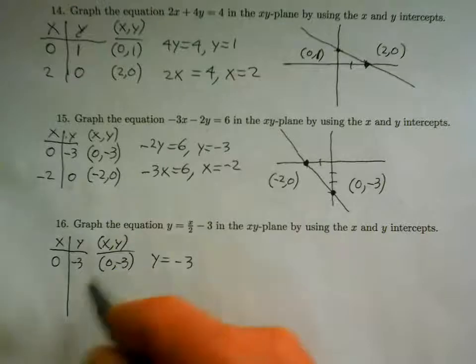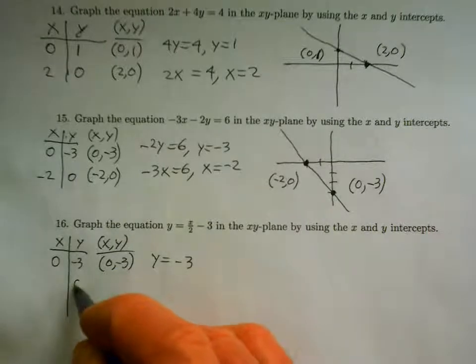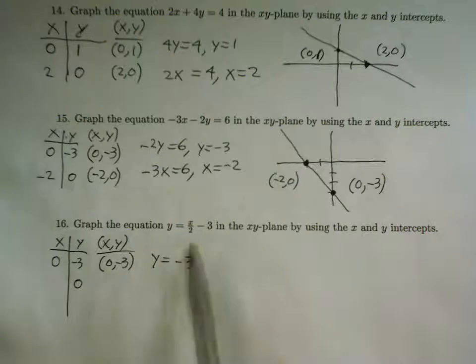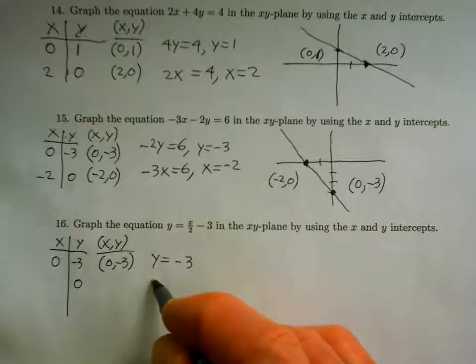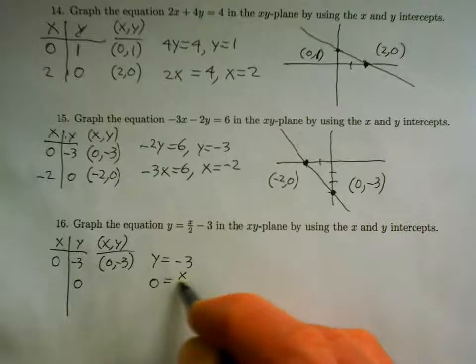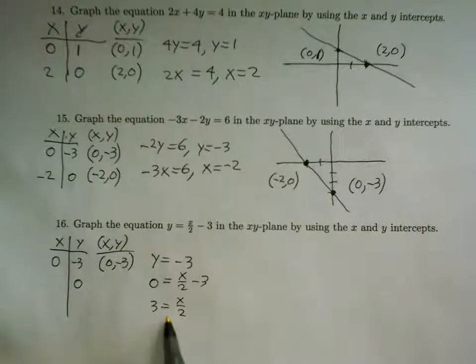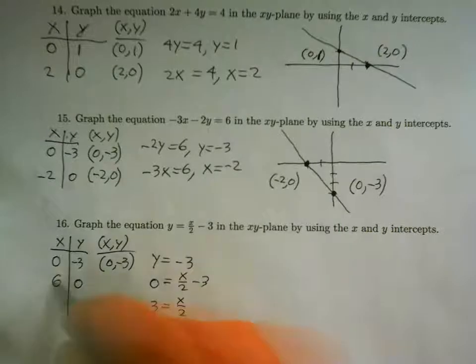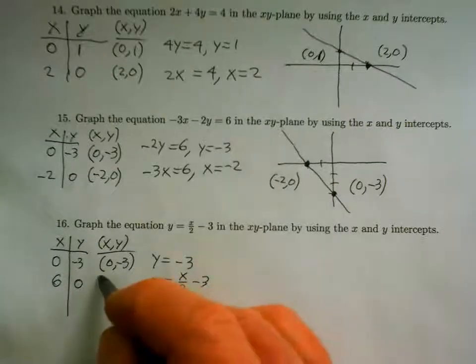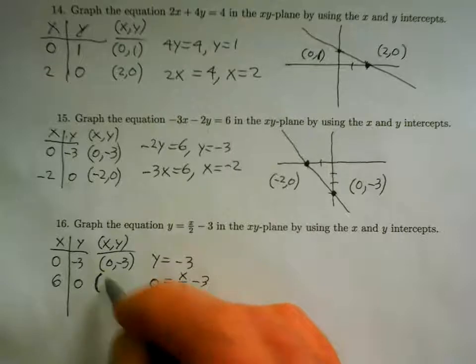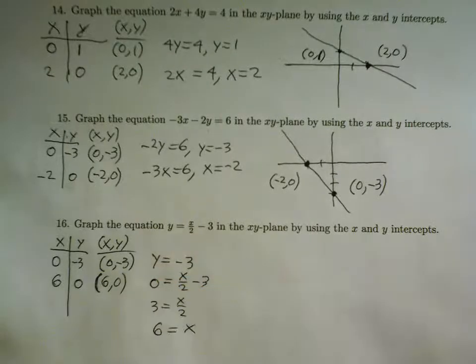Okay, the x-intercept occurs when y is 0. When y is 0, we have 0 equals x over 2 minus 3. We can add 3 to both sides. We get 3 equals x over 2. And then multiply both sides by 2. We get x equals 6. So the x coordinate is 6. The ordered pair, 6, 0 in parentheses.